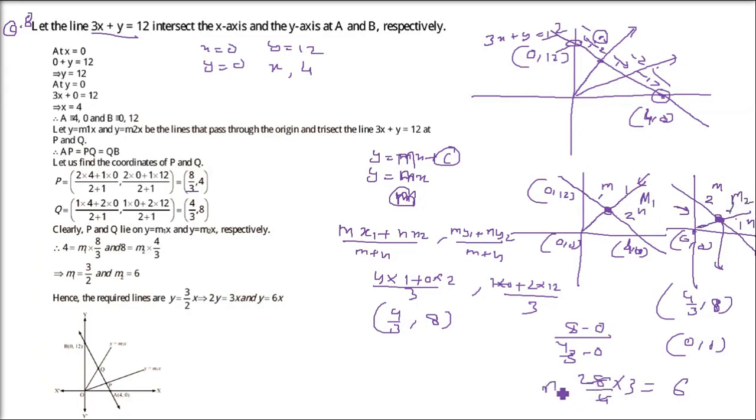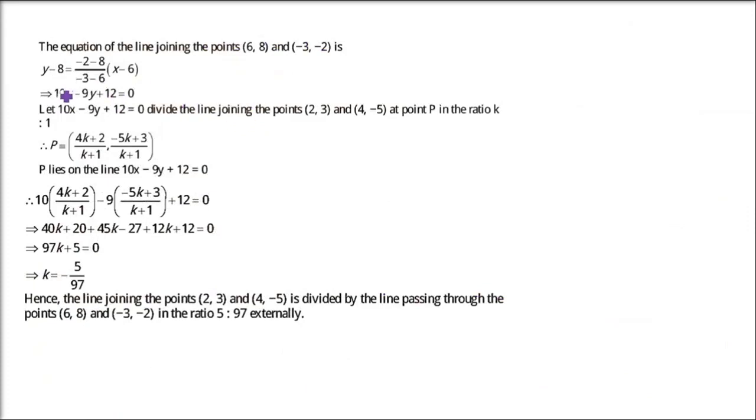The m2 is 6. And m1, this slope will come as 3 by 2. Same thing you have to do for the other as I did previously. Now what is the equation? y equals mx, m into x, so 6x, and the other m is 3 by 2. So y equals 3 by 2 x. These are the two lines we are interested in.